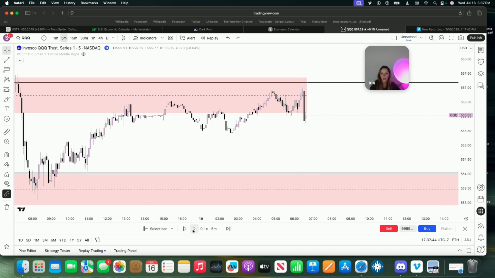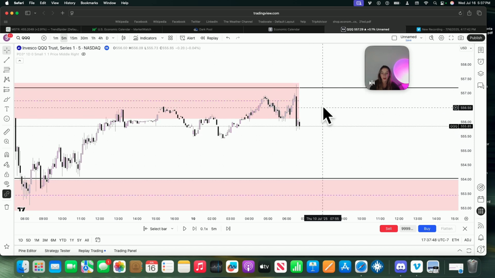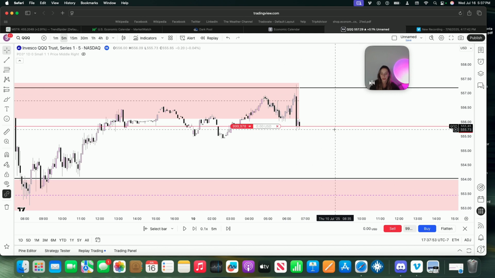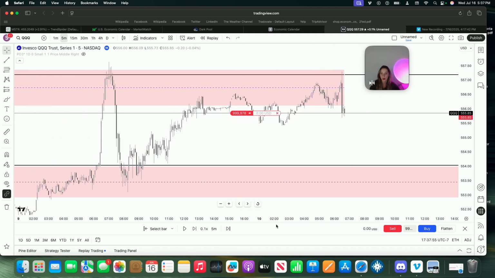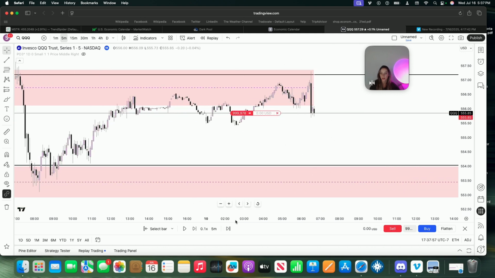So let's see how this candle ends up. And obviously, we do not get a hold back up supply. So that would be my main reason for entry and enough confirmation to then enter QQQ.